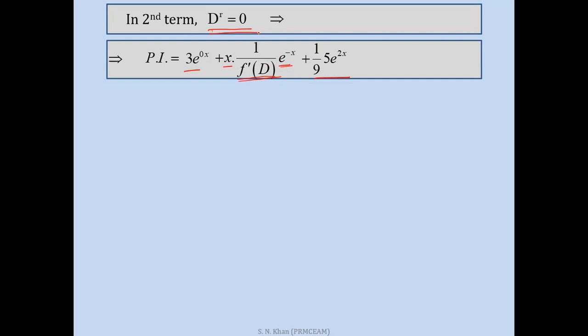सेकंड टर्म के अंदर डिनोमिनेटर जीरो था, दैट्स व्हाई सेकंड टर्म को पहले x से मल्टीप्लाई किया और उसके बाद डिनोमिनेटर के अंदर f ऑफ d का डेरिवेटिव लेना है. f ऑफ d का डेरिवेटिव ये हो जाएगा f डैश ऑफ d. ओके, नाउ वी नीड हियर वैल्यू ऑफ f डैश ऑफ d. अभी सेकंड टर्म हमें आगे और सिंप्लीफाई करना है. सो वी नीड हियर वैल्यू ऑफ f डैश ऑफ d.